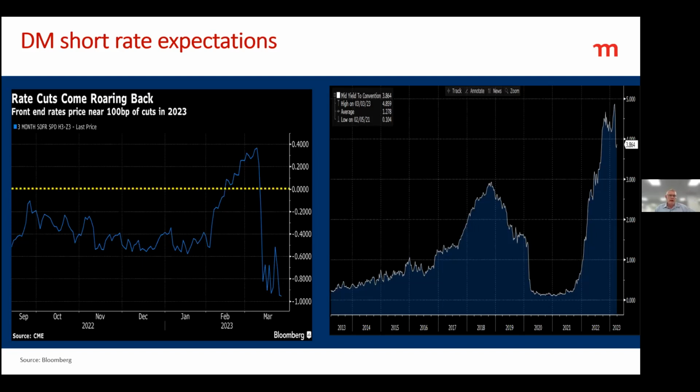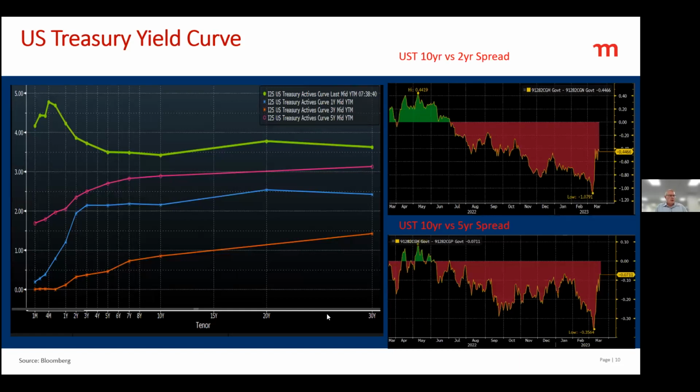So you can see there was a very aggressive hiking cycle priced into this market, and this has now been tapered down. So talking about that yield curve, you can see the yield curve is the green line at the top, and the front end, what we call the left-hand side of the graph, is higher than the right-hand side, meaning the yield curve is inverted.